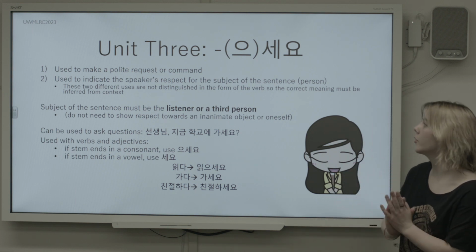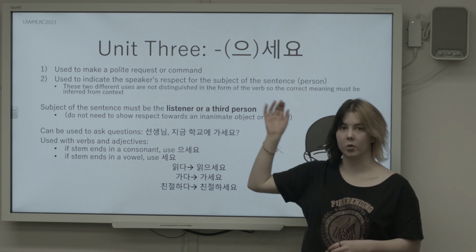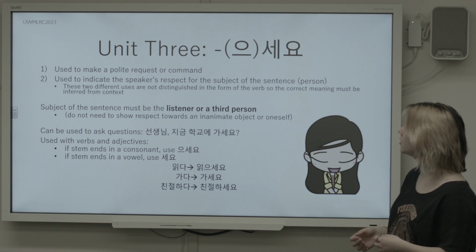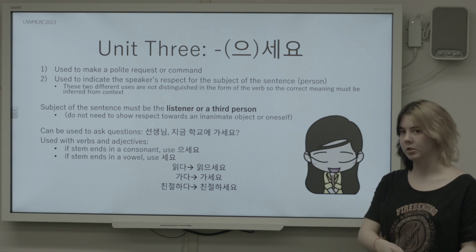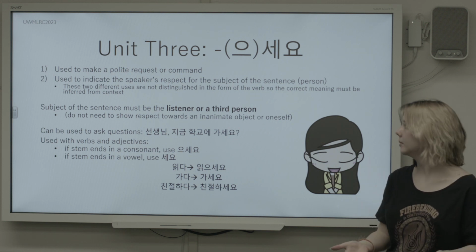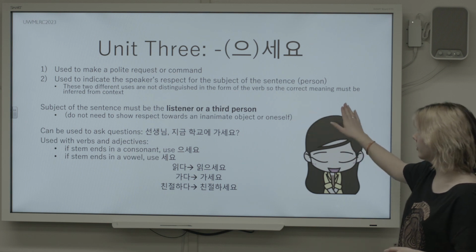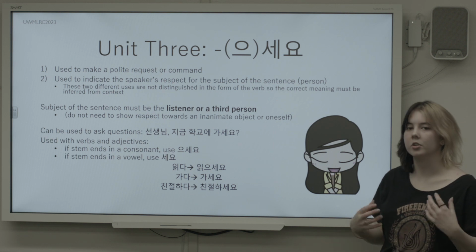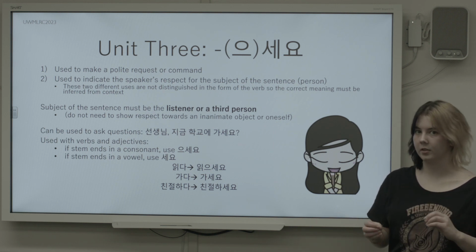Now you've already learned one form of this grammar, which is used to make a polite request or a command. But there's also another meaning, and that's when you're using it to express your respect toward the subject of the sentence, which will be a person. These two different uses are not distinguished in the form of the verb, so that means if you hear this in conversation, you're going to have to use context to figure out which meaning is being inferred there.